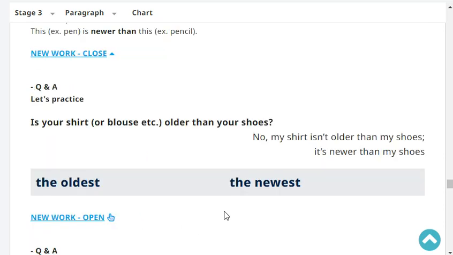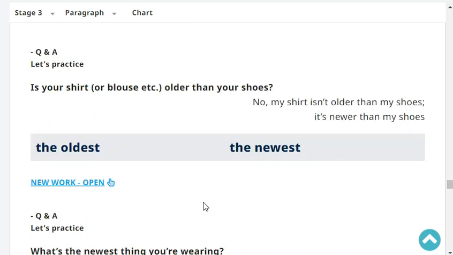Okay, let's practice. Is your blouse older than your shoes? Yes or no? My blouse isn't older than my shoes. It's newer than my shoes. Very good.